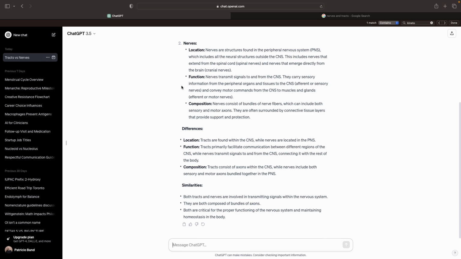Okay. In the PNS. So nerves are both of that, but tracts are axons only. Tracts consist of axons. They are both transmitting signals in the nervous system. They're both composed of bundles of axons, and both are critical for proper functioning of the nervous system and homeostasis in the body.